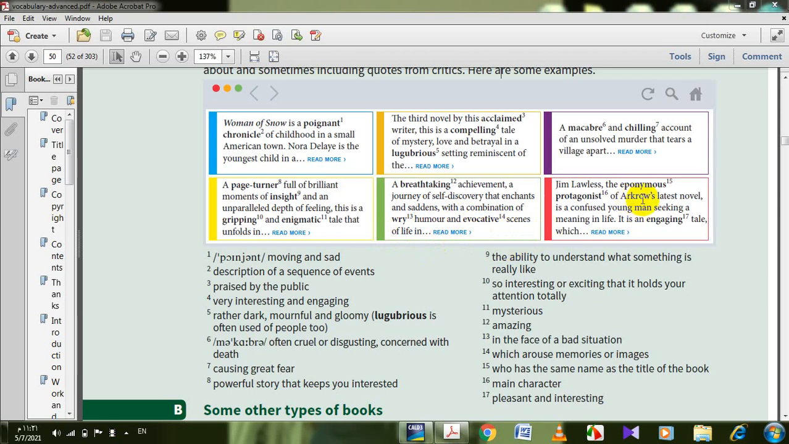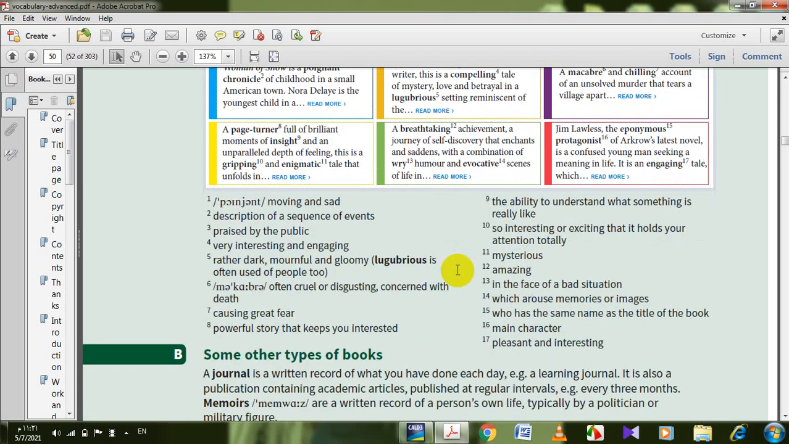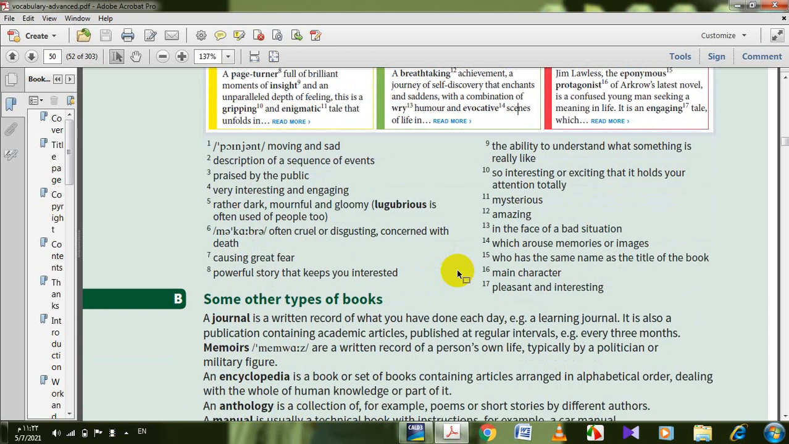Eponymous, eponymous يحمل نفس اسم الكتاب. Protagonist and antagonist. Protagonist, the hero, بطل الفيلم. Antagonist, الشخصية المكروهة في الفيلم. Okay, we are done.